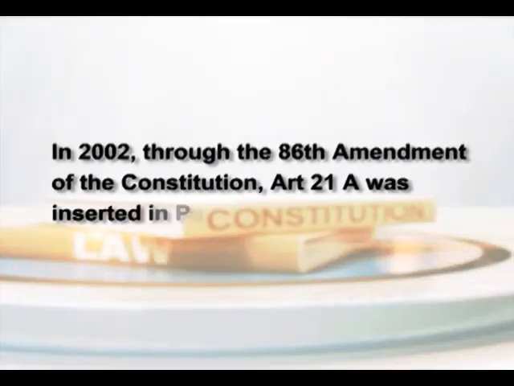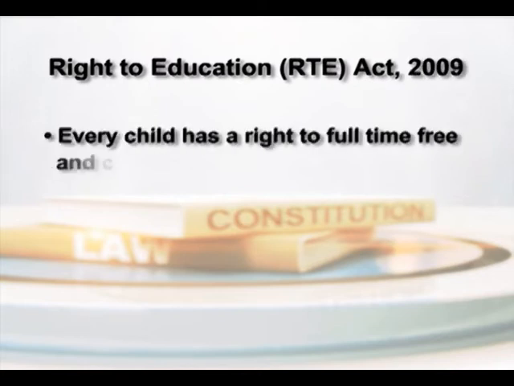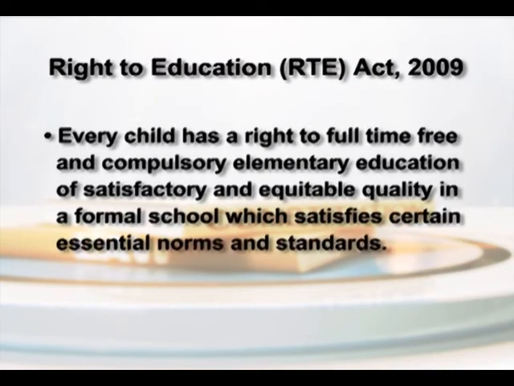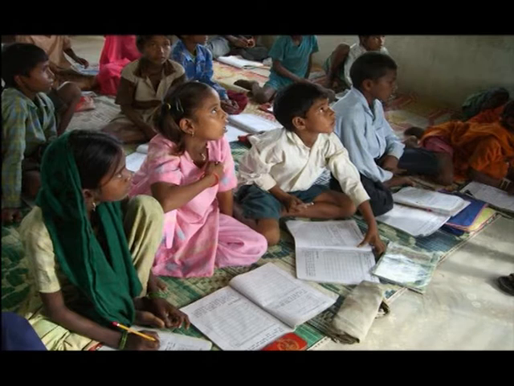In 2002, through the 86th Amendment of the Constitution, Article 21A was inserted in Part 3 of our Constitution. What does it ensure? It ensures a fundamental right for every child to get free and compulsory education. It made the right to primary education part of the right to education of a child, stating that the state would provide free and compulsory education to the children in the age group from 6 to 14 years of age. After 6 years, an amendment was made for this particular insertion.